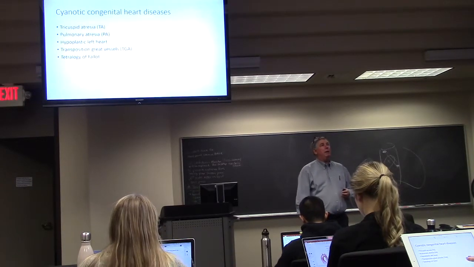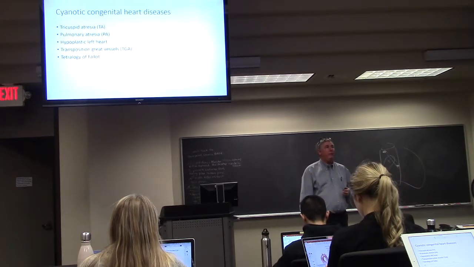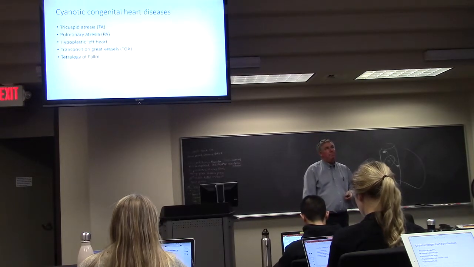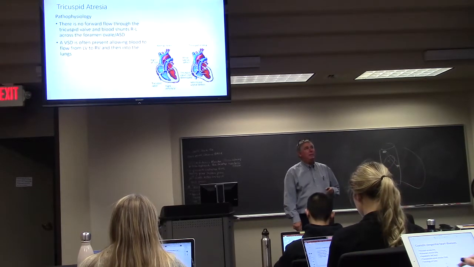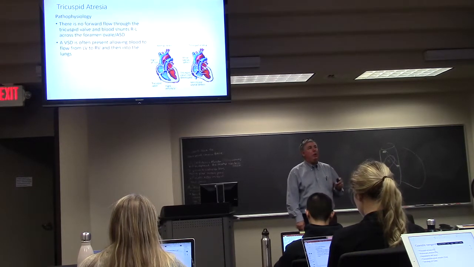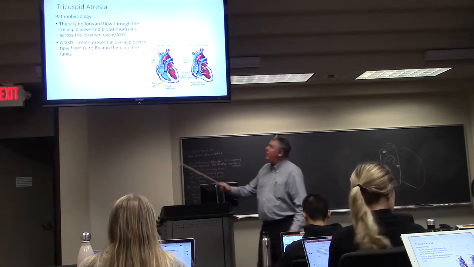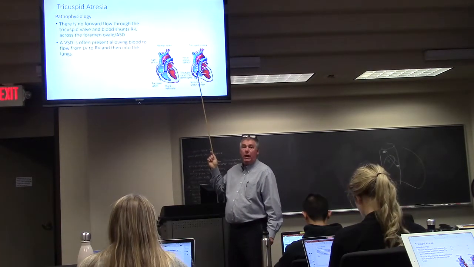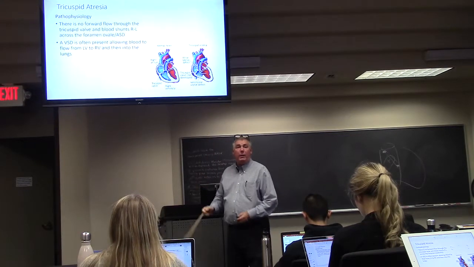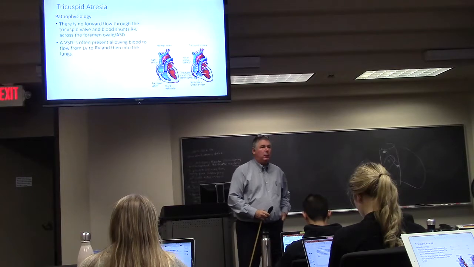Now, cyanotic heart diseases. We'll start with these, right? We'll go through these 5 right here. Tricuspid atresia: it says right there, the pathophysiology. There's no forward blood flow through the tricuspid valve. If you look at the tricuspid valve right here, the valve is solid. There's no blood going from the right atrium into the right ventricle.